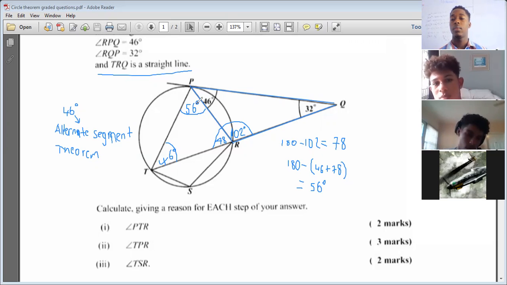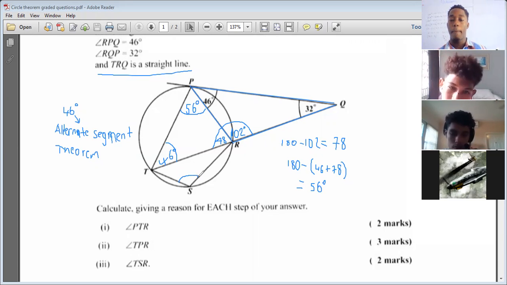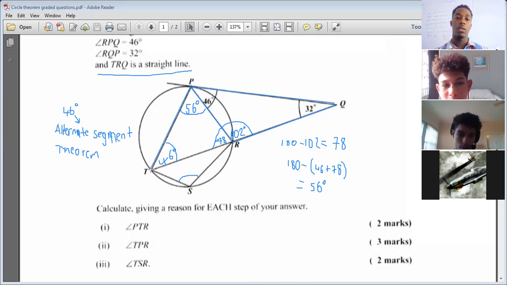TSR will be the triangle under TPR. So here? Yes, it will be right there. How do we find that angle? Look at the quadrilateral. Where's the quadrilateral? T, P, R, and S. So TP. That's the quadrilateral? Yes, sir. Okay, then?